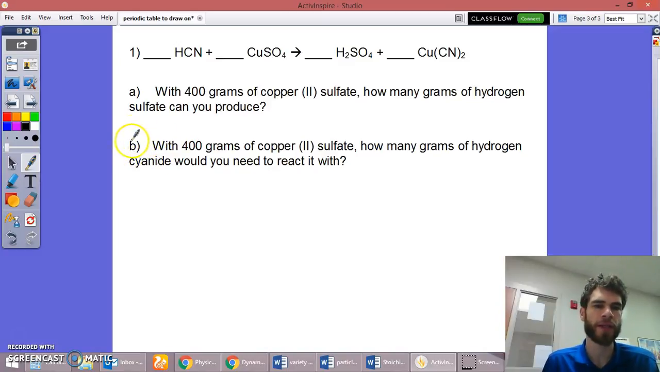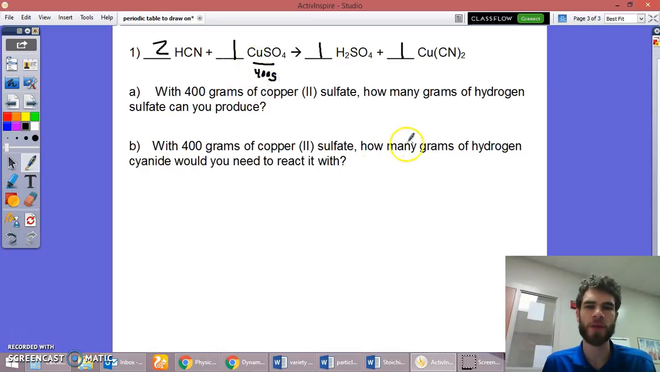Let's try the second problem, problem B now. We've got to put our coefficients back in because I erased everything. This says with 400 grams of copper 2 sulfate, once again, 400 grams of this, how many grams of hydrogen cyanide would you need to react with your copper 2 sulfate? Hydrogen cyanide is going to be this chemical right here.